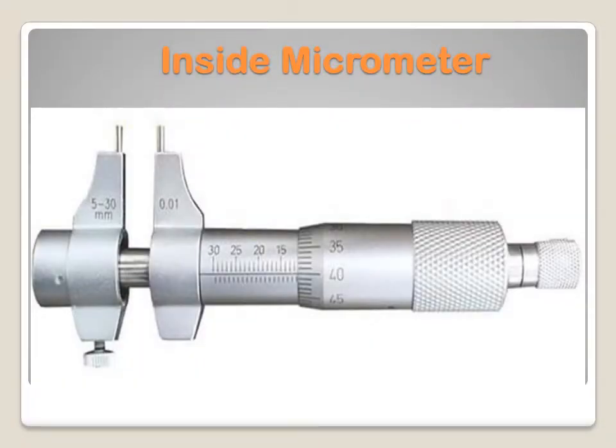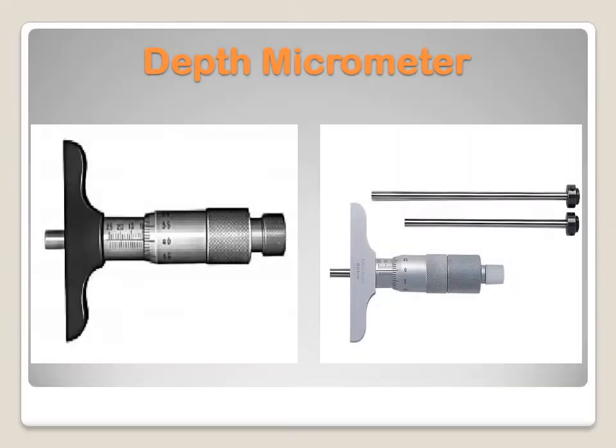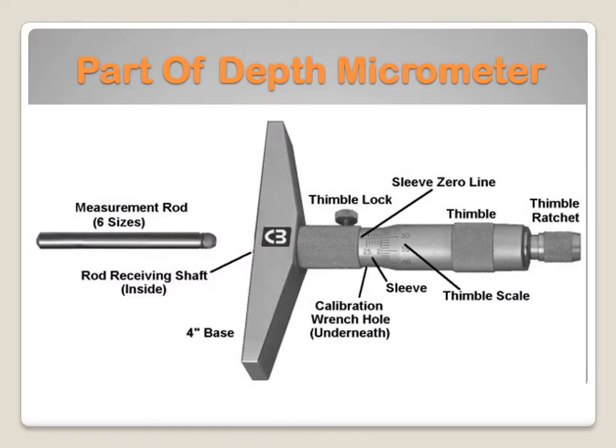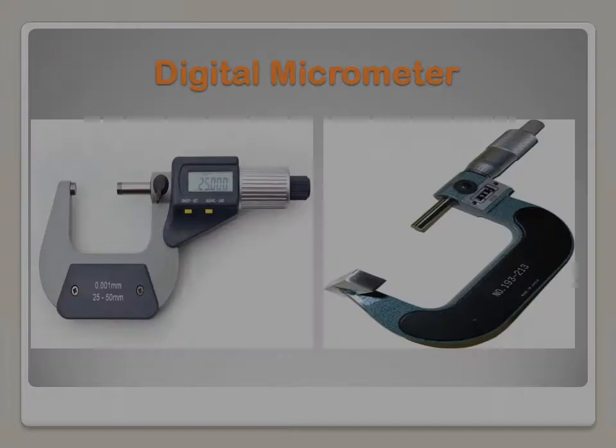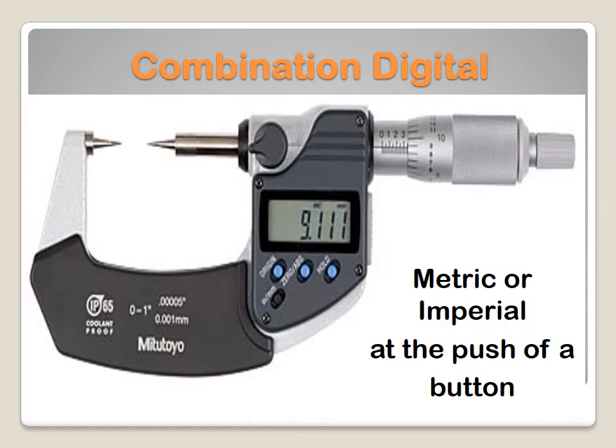Inside micrometer. This is used for inside measurement. Parts of the inside micrometer. Depth micrometer. Parts of the micrometer. Digital micrometer. Combination digital.